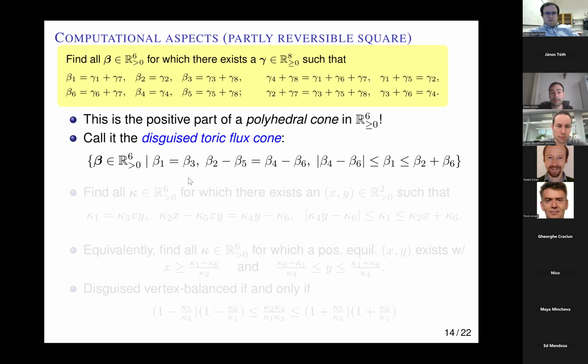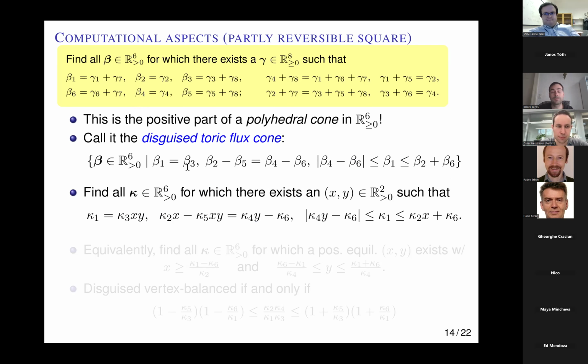And of course, we are not done yet, because from this point, we want to go further. And from the fluxes, we want to go back to the rate constants. That's our ultimate goal, usually. So we want to find all rate constants for which there exists x and y.